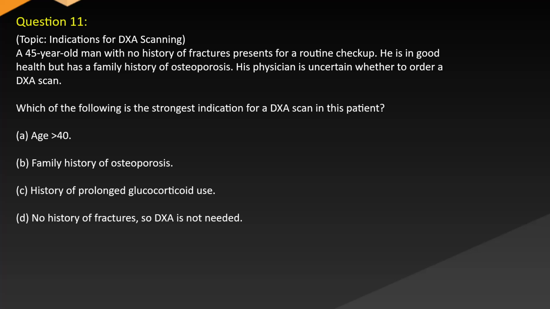A. Age 45. B. Family history of osteoporosis. C. History of prolonged glucocorticoid use. D. No history of fractures, so DXA is not needed.